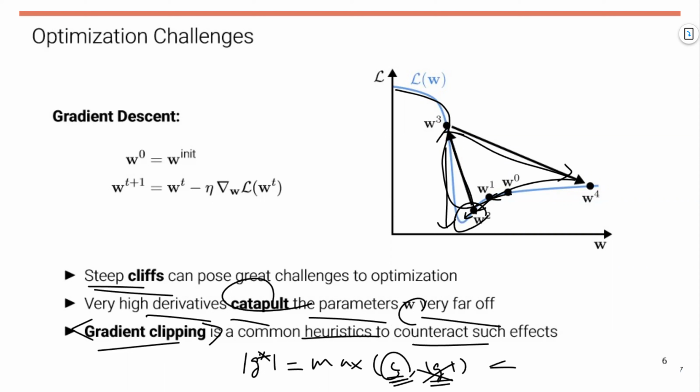And we are going to talk about this more often when we discuss RNNs, because in RNNs, gradient overflow or gradient exploding is more common than when we are talking about other types of deep neural networks.